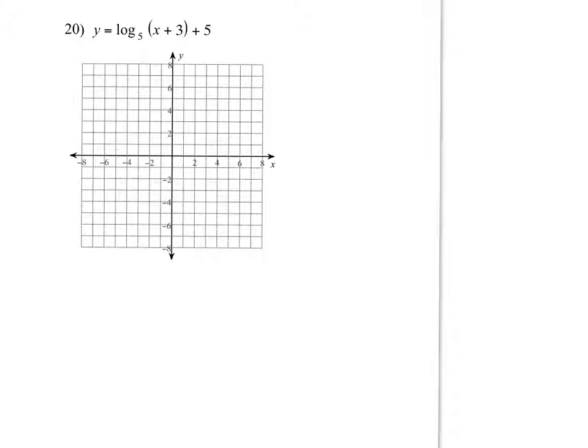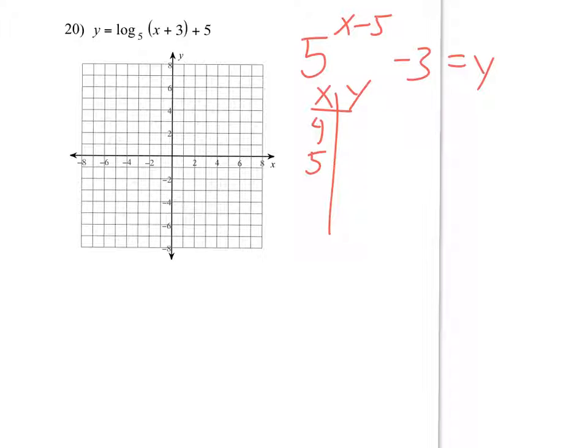Same thing, I've got to make an exponential function, and that's going to look something like this: 5 to the x minus 5, and then minus 3 is equal to y. I'm going to build my table. And again, this is just used to make a log table. I'm going to use the points positive 4, positive 5, and positive 6.